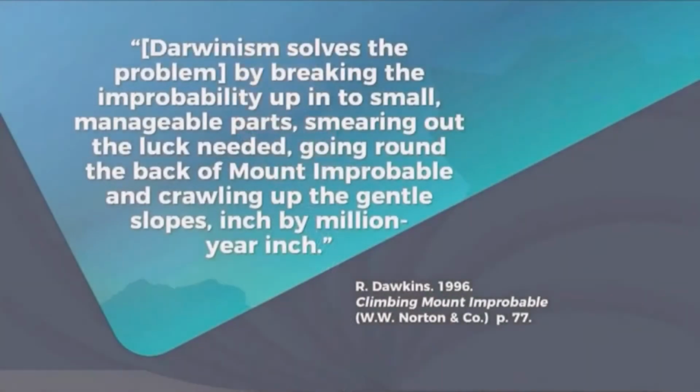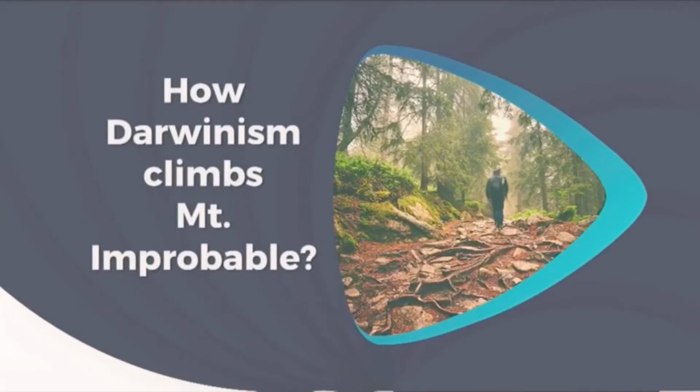So he says, okay, Darwinism is going to solve this problem by breaking up the improbability of climbing the mountain into small, manageable parts. He says smearing out the luck needed, going around the back of Mount Improbable, and crawling up the gentle slope inch by million-year inch. So in other words, he says this is how Darwinism climbs this very, very high mountain: this nice little gentle path, a nice Sunday afternoon walk. You don't even recognize you're going up because it's so gentle and it's so slow. Mm-hmm.